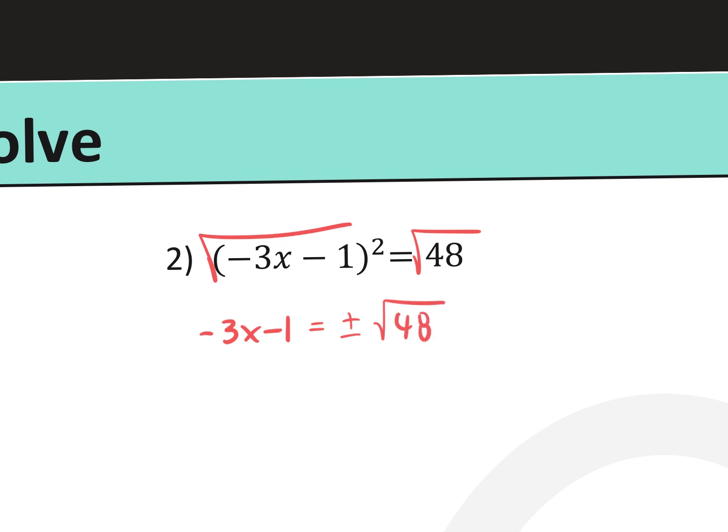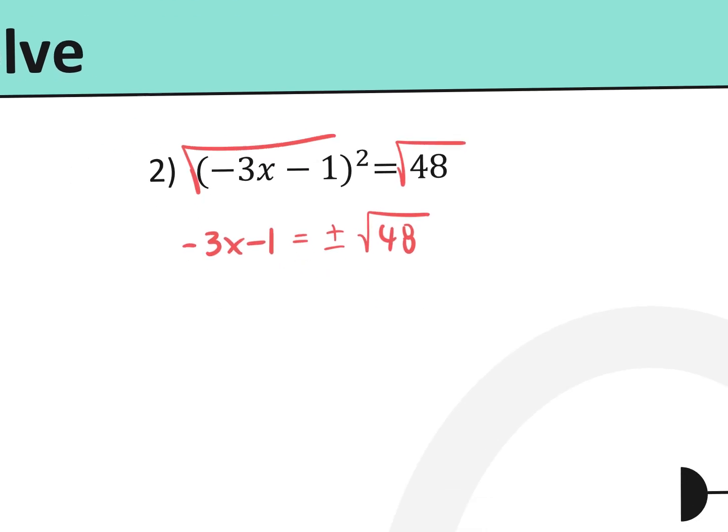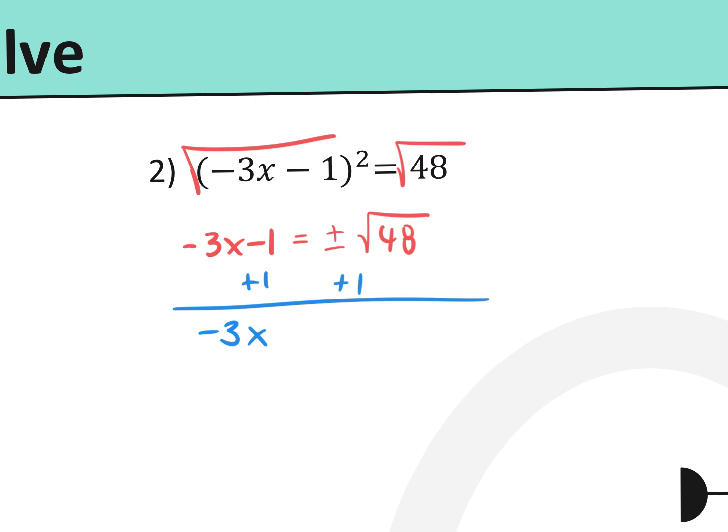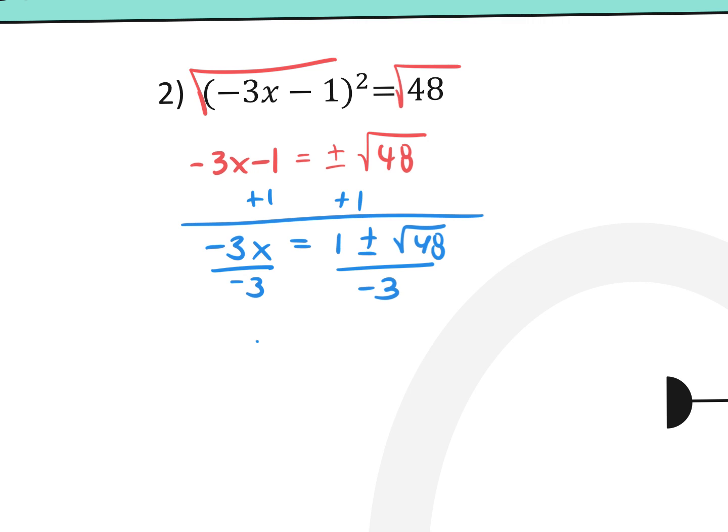If you want to wait and do it at the end, that's fine as well. But I'm trying to isolate my x. If I'm trying to get x all by itself, what are the two things I need to do? We're going to add 1 and then divide by -3. I'm going to put my 1 here, so plus minus root 48. And then I'm going to divide by -3. So I have x equals 1 plus minus the square root of 48 over 3.